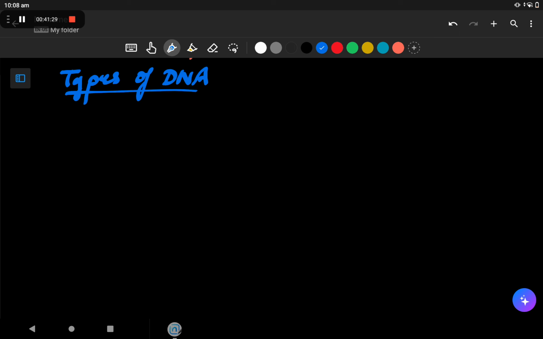Types of DNA. DNA can be categorized on the basis of handedness, like right-handedness and left-handedness. It can also be classified on the basis of the number of strands. DNA is mostly double-stranded, though some viruses may even have single-stranded DNA. On the basis of shape also you can classify DNA.